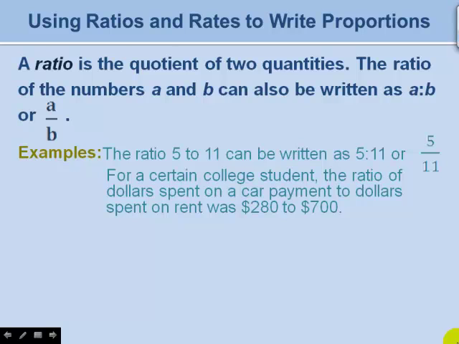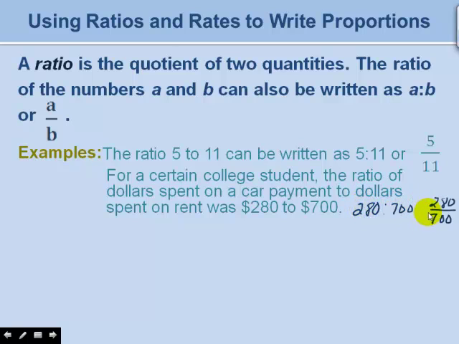Here's another example. For a certain college student, the ratio of dollars spent on a car payment to dollars spent on rent was $280 to $700. So if we wanted to rewrite that in another form of a ratio, we could write it as 280 to 700 this way, or we could write it as 280 over 700.